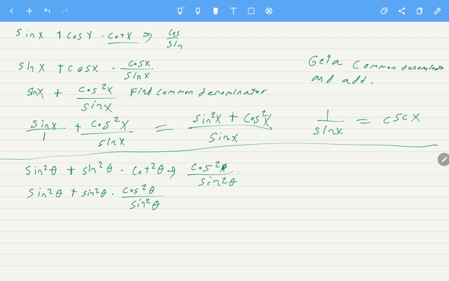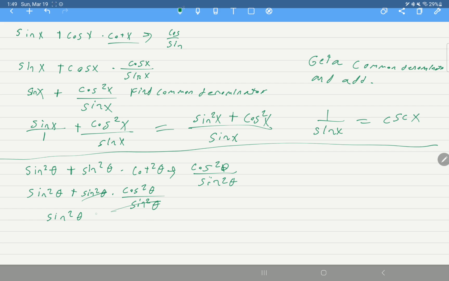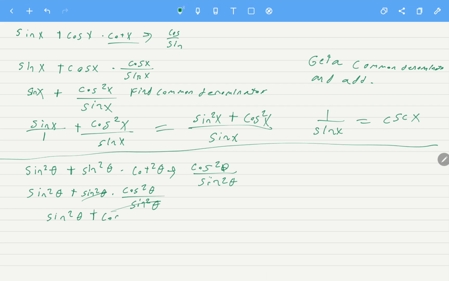Okay. Now what do we do? Now we just have to look at this and we're like, okay, what is this? You cross out sines. Gone. What is sine squared theta plus cosine squared theta? It equals 1. Oh my god, so easy. So now you have an answer of 1.